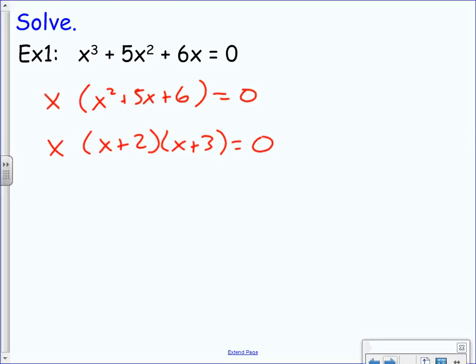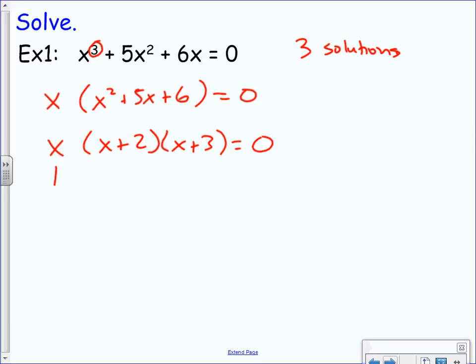Let me step back for just a moment and ask the most important question. How many answers does this have? 3. Where did it tell you that? X to the third. So, note to self, this will have 3 solutions. They may be real, they may be not real, but this will have 3 solutions. Oh, look, 3 factors.